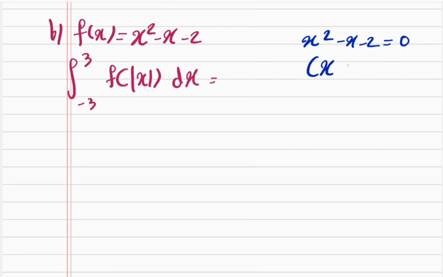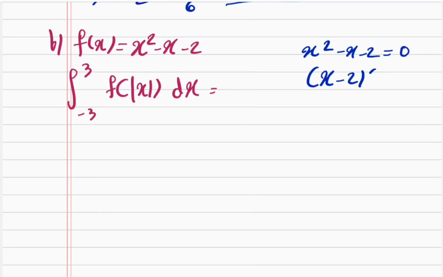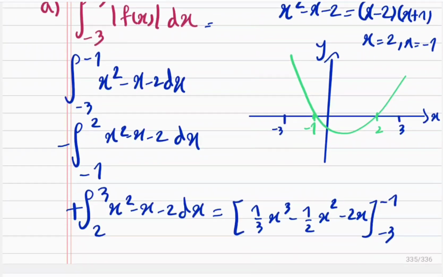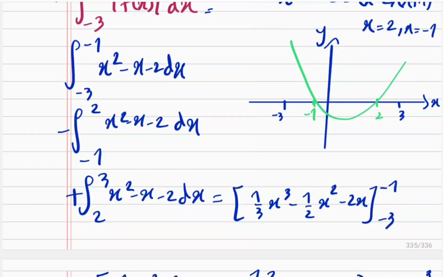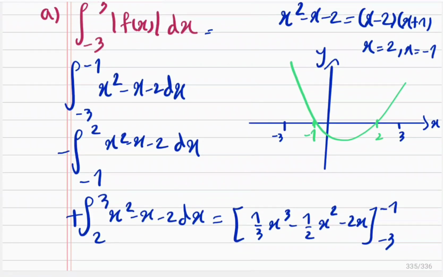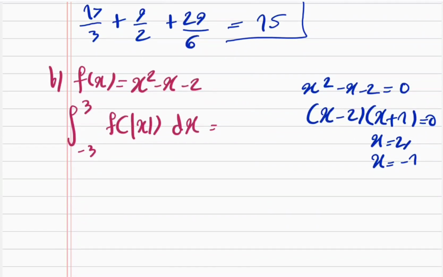So we'll have x minus 2 times x plus 1 is equal to 0, where x is equal to 2 or x is equal to minus 1. A quick sketch, actually, I did that in the previous video. So it is this, because the roots are minus 1 and positive 2, and then we draw this from minus 3 to positive 3. Now, the interesting part here is that we want to integrate f of modulus x.